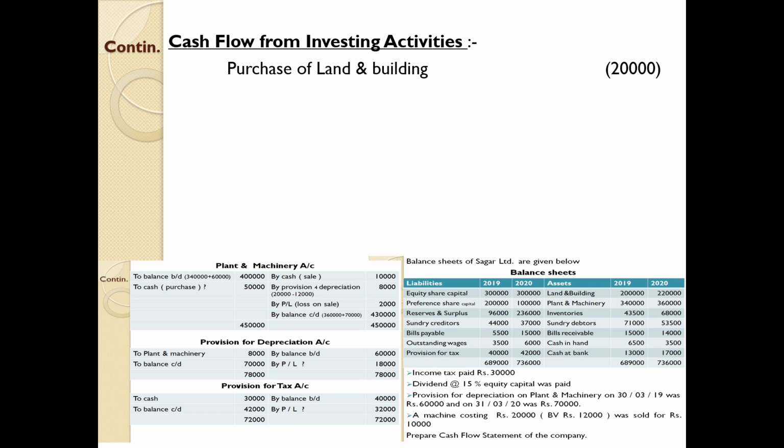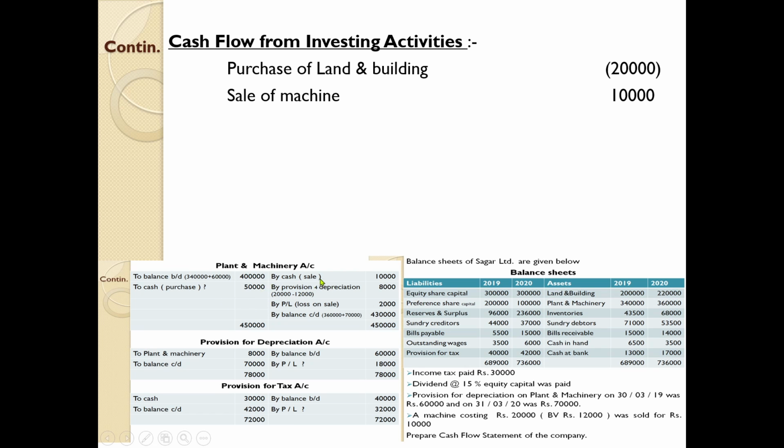Before we go into plant and machinery, let us discuss the land and building. See, in land and building there is an increase of 20,000. So an increase in land and building means purchase. So 20,000 is shown in brackets. Next one, plant and machinery. In the plant and machinery, there is a purchase as well as a sale.